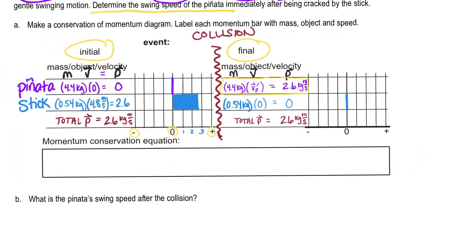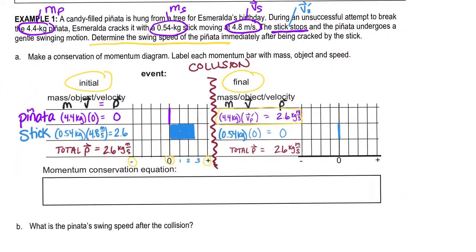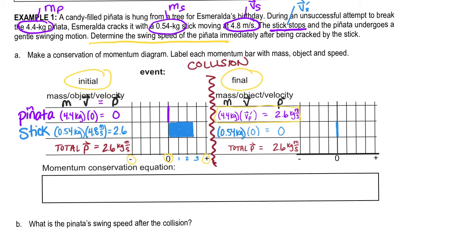That's going to involve actually writing a conservation of momentum equation. Now, what that means is that I'm just going to write out all the formulas for the total momentum before the collision and the total momentum after the collision, and I'm going to set them equal to each other. So I'm going to put my equal mark right there where the collision is.